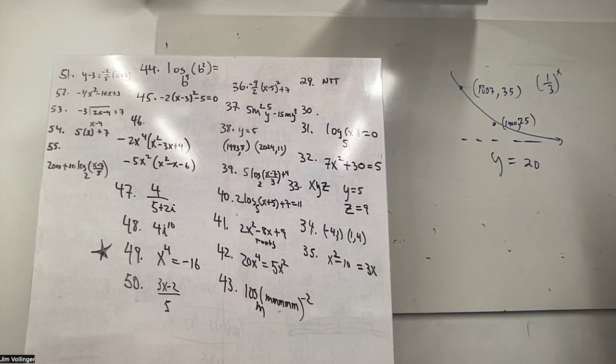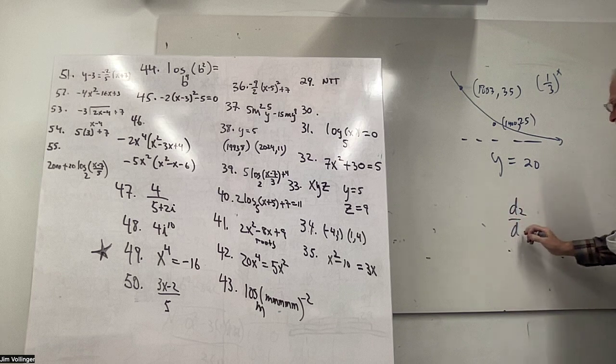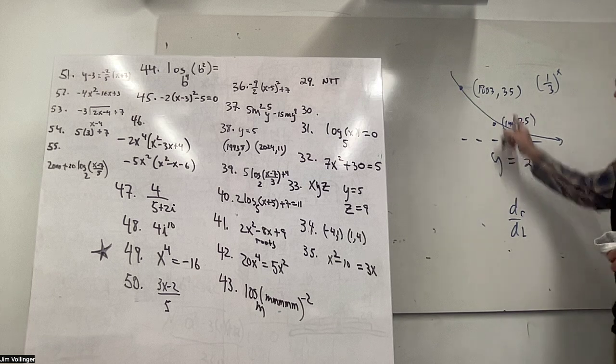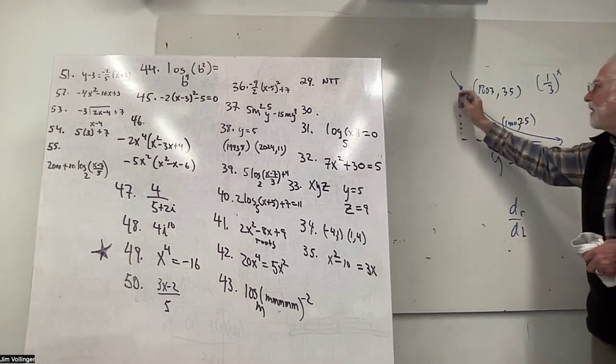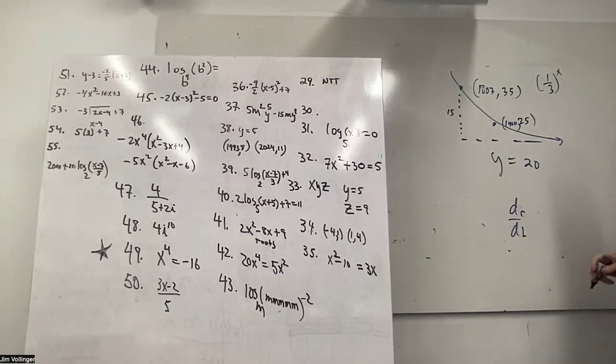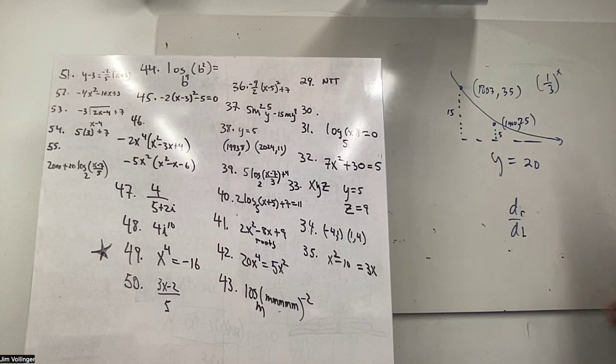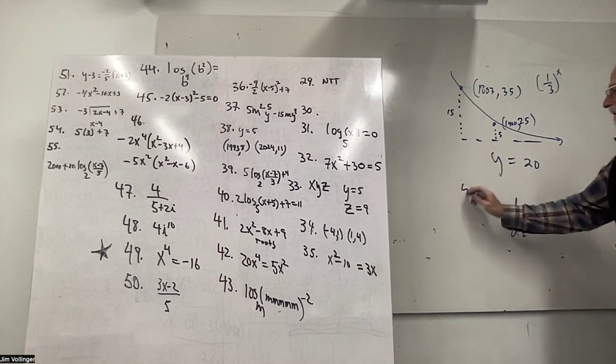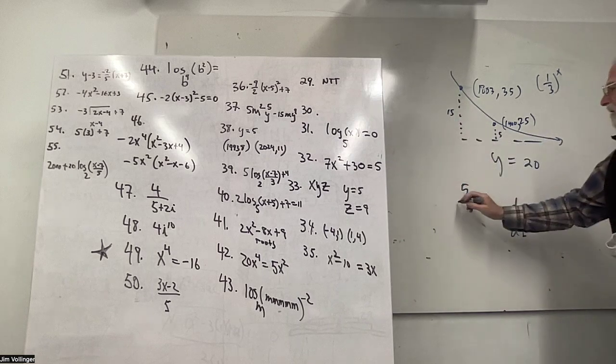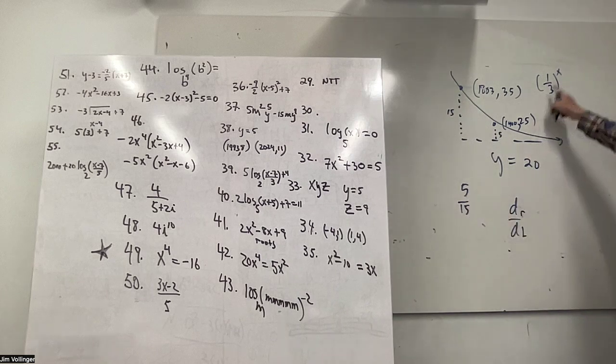Now, where does the base of an exponential function come from? Differential on the right divided by differential on the left. What are the differentials? How do I get from 20 to 35? Got to go up 15. How do I get from 20 to 25? Got to go up 5. What's the differential on the right? 5. What's the differential on the left? 15. That's why I knew that.